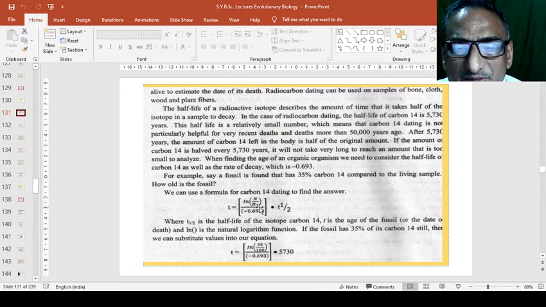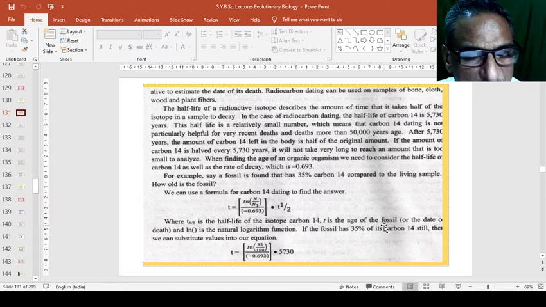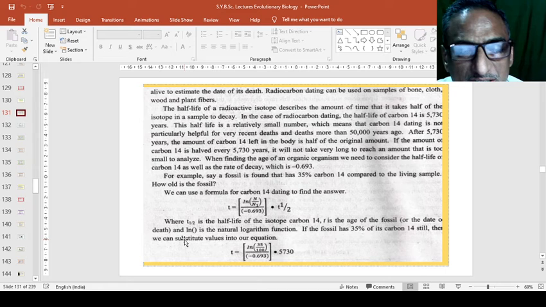The carbon 14 dating method is T is equal to log of N upon N1, divided by minus 0.693 into T 1 half. Here T 1 half is the half life of the isotope carbon 14, and T is the age of the fossil, the date of death of the organism whose age we want to decide.